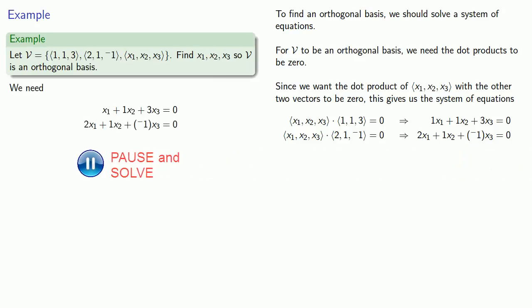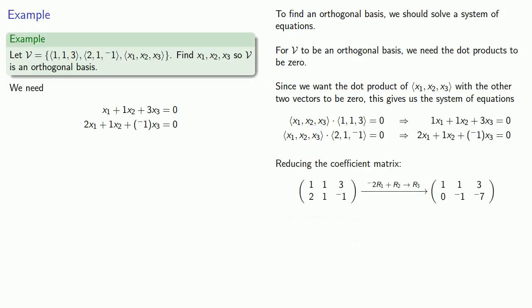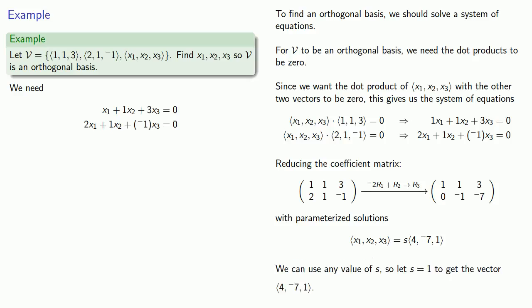And we can row reduce the coefficient matrix and get our parameterized solutions. To get our actual vector, we'll pick a value of s. We could use any value of s, so let's take s equal to 1 to get our simplest solution for (-4, -7, 1) as our third vector in our orthogonal basis.